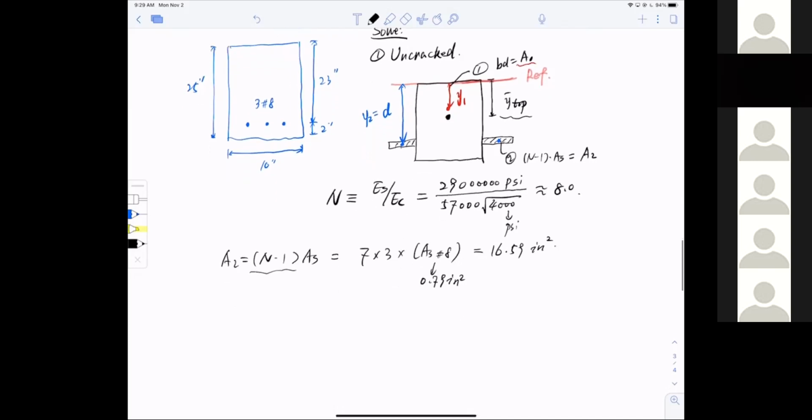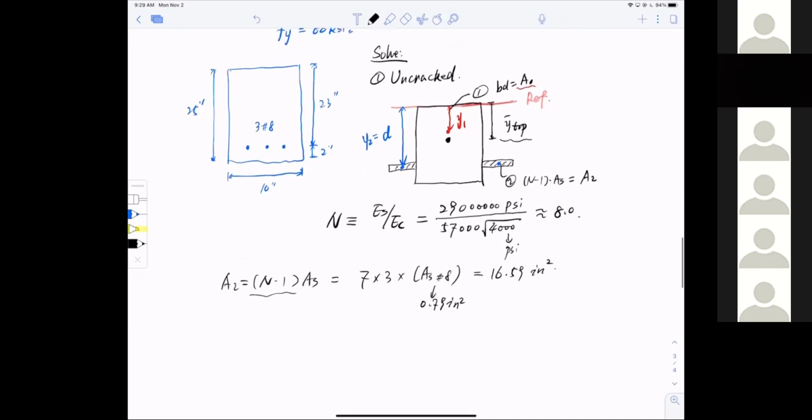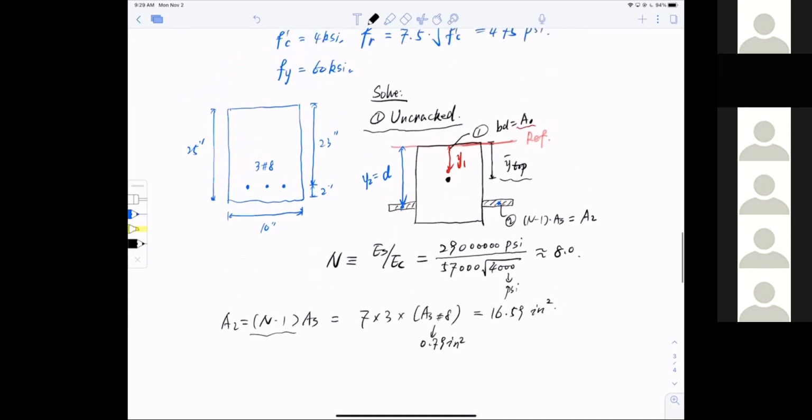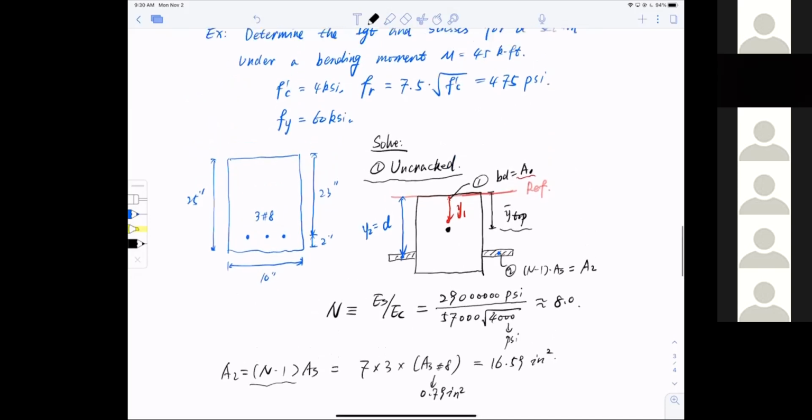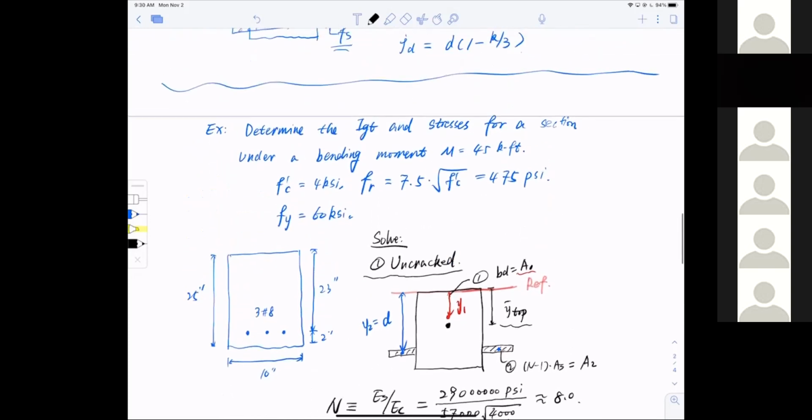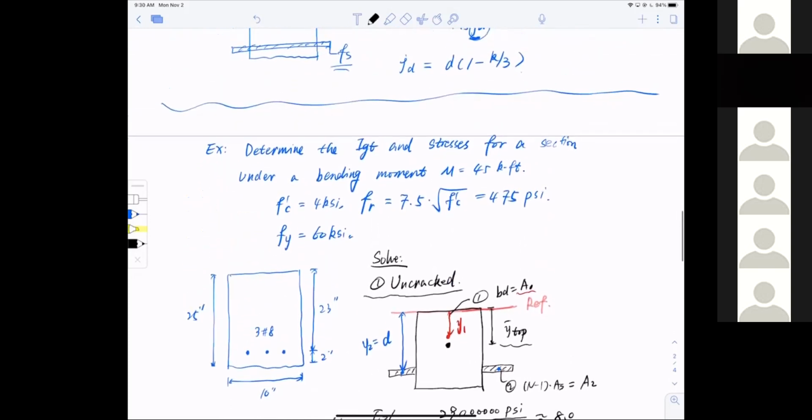Okay, so this is the basic number I have. And you notice when I start solving the problem, I say uncracked. Is it really uncracked? Is the section really uncracked? Do I know that? Or did I make a right assumption here? I don't know.